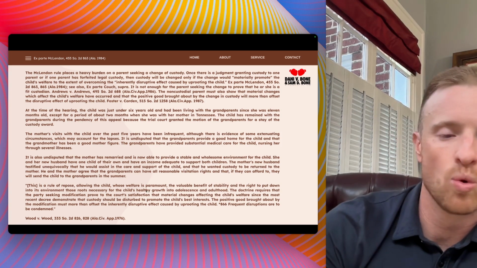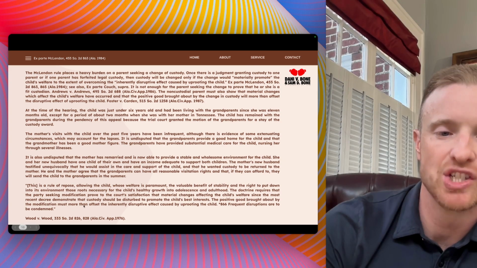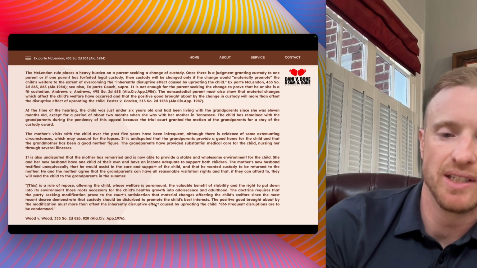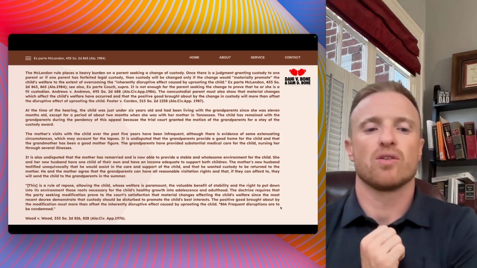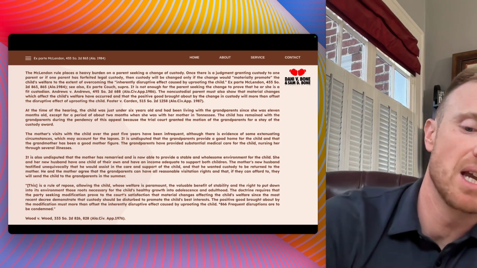However, the court said that's not enough. It says that the positive good brought about by the modification must more than offset the inherently disruptive effect caused by uprooting the child. Frequent disruptions are to be condemned. And so the court said that custody was to stay with the grandmother.